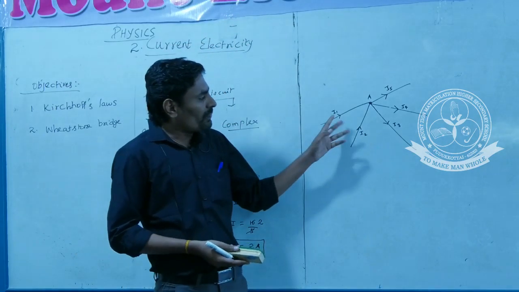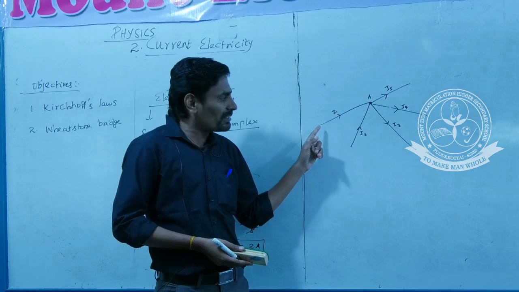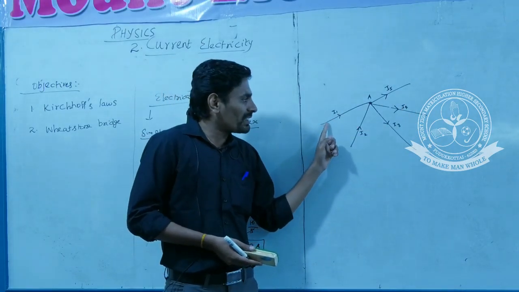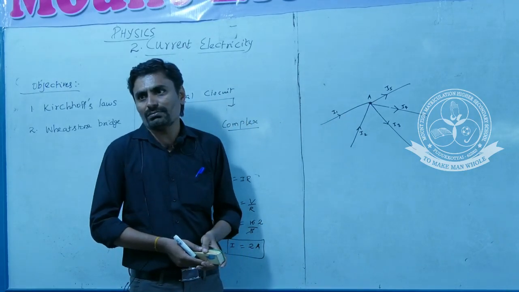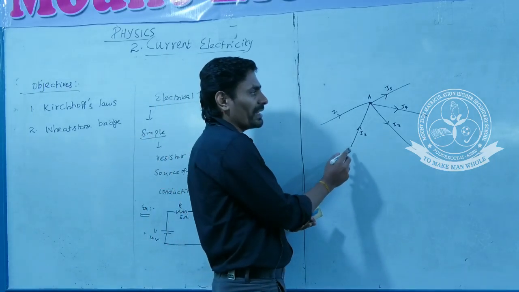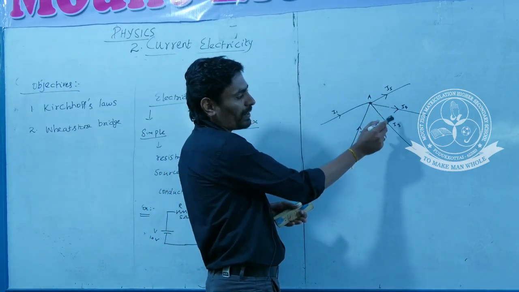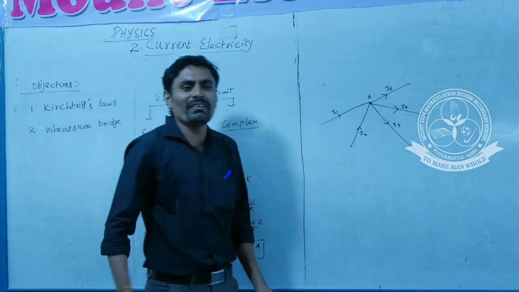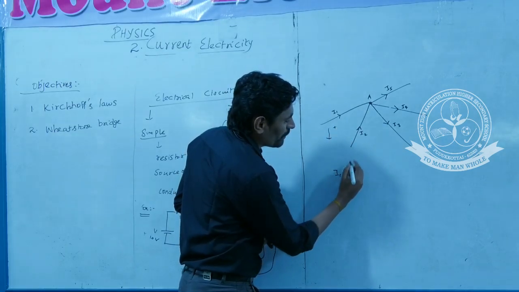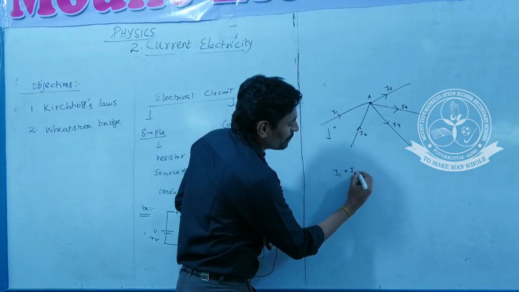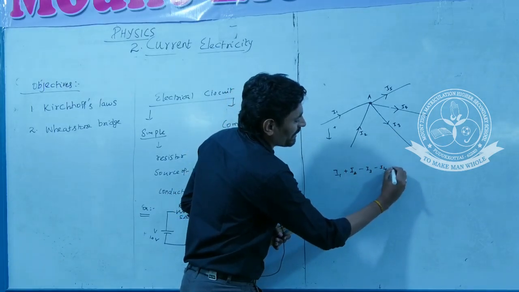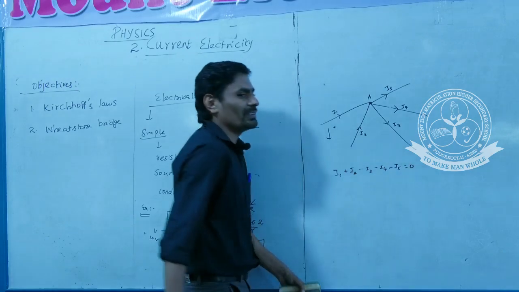In the circuit, the 5 currents meet at a point A: 2 currents enter the junction and 3 currents leave the junction. Current entering the junction is taken as positive, and current leaving the junction is taken as negative. So the currents I1 and I2 enter the junction A, and I3, I4 and I5 leave the junction. So I1 is taken as positive, likewise I2 is taken as positive, and at the same time I3, I4 and I5 are taken as negative, and the sum equals 0. This is the algebraic sum.